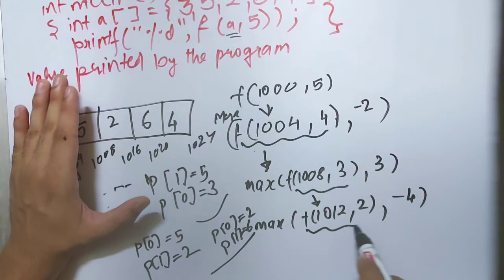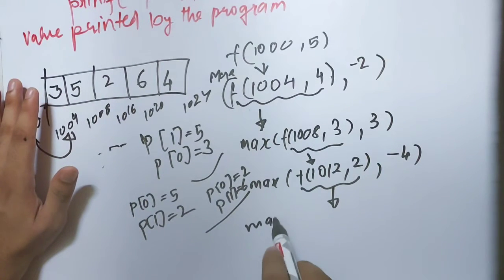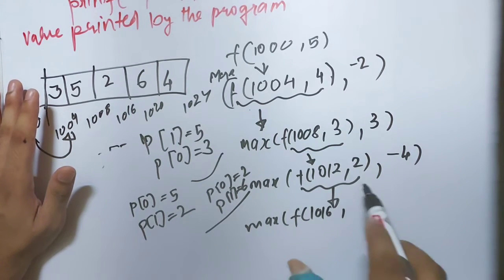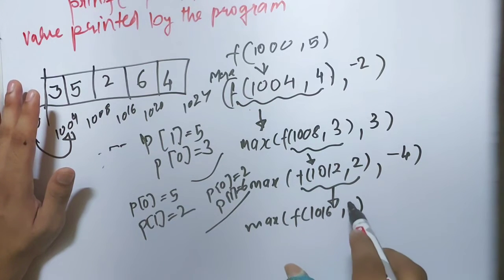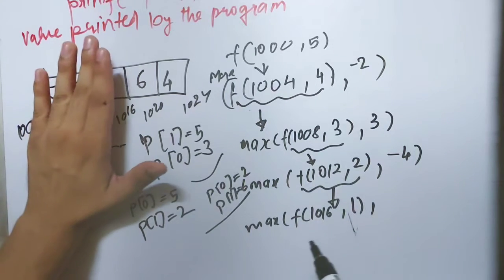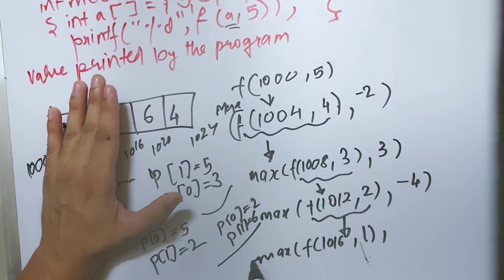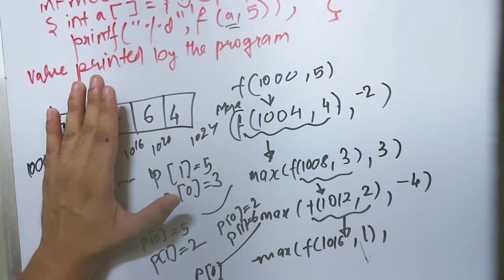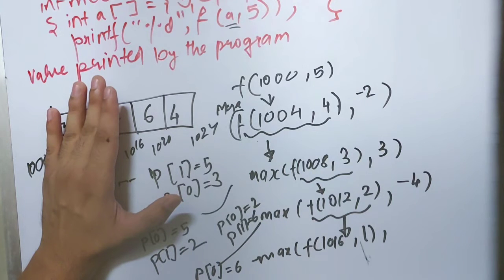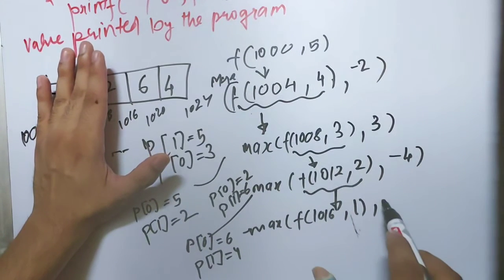Okay, and now this internal function will call max of f of p plus 1, which is 1016, and n minus 1, which is 1. Now we see that 1016 is our base address, so p of 0 is 6, and p of 1, shifting by one element, is 4. So 6 minus 4 is 2.